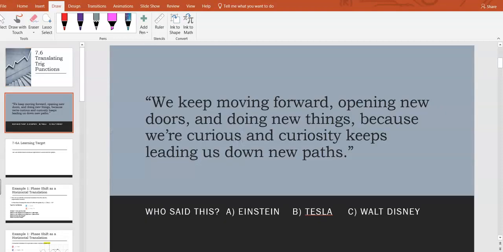I found this quote, and I thought you might think it's interesting. We keep moving forward, opening new doors and doing new things because we're curious, and curiosity keeps leading us down new paths. Do you know who said that? If you said Walt Disney, you're correct.